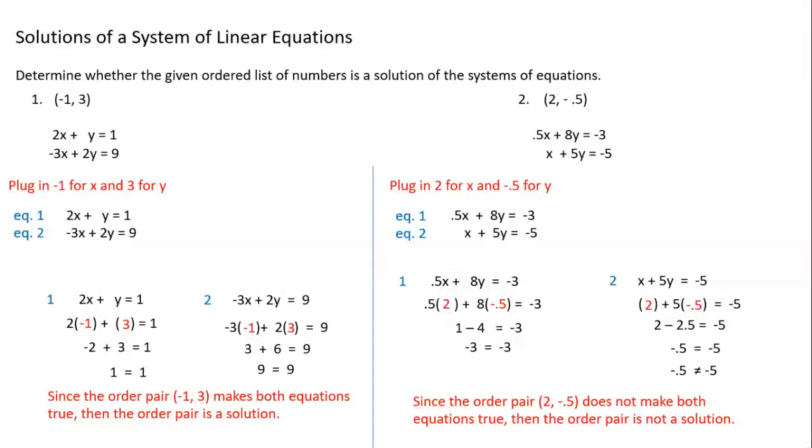And that's what we're going to call systems. Systems are when we're evaluating more than one line at a time. For the point to be a solution, it has to give us a true statement for both lines, or for as many lines as we're looking at. So again, number one was a solution. Number two is not a solution.